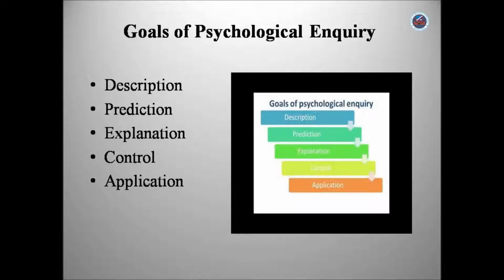So when we talk about psychological inquiry, it is all about the act of asking or finding or probing more information towards the study of a particular behavior. Like any scientific research, psychological inquiry has the following goals: description, prediction, explanation, control, and application.